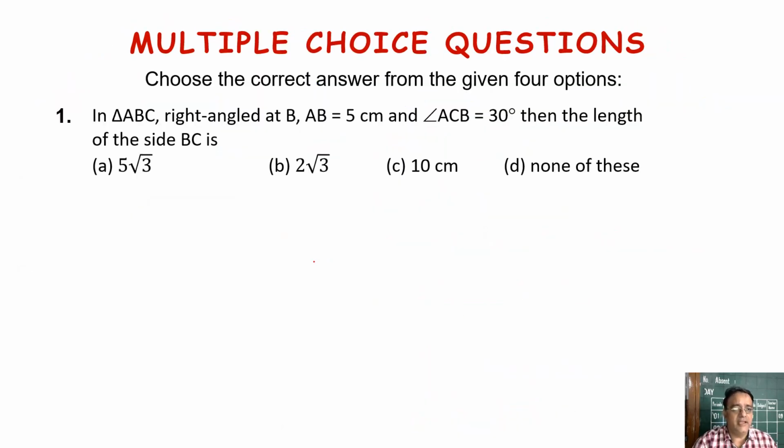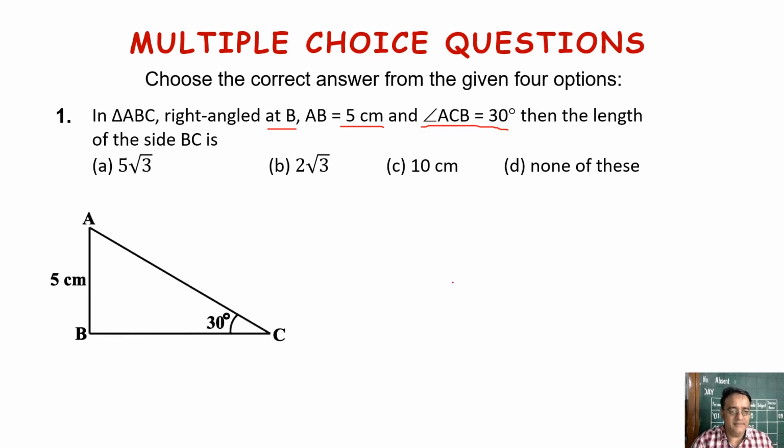In triangle ABC, right angled at B, that means angle B is 90 degree and AB is 5 centimeter and angle ACB is given 30 degree. Then the length of the side BC is. So we'll draw first a rough diagram. See, this is our reference angle, angle C, and AB is given and we have to find BC.